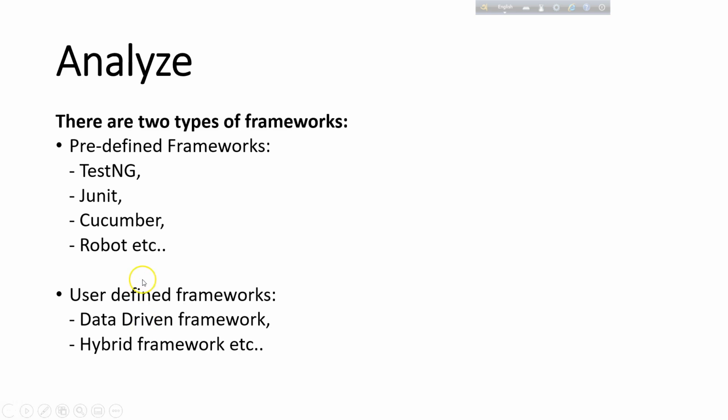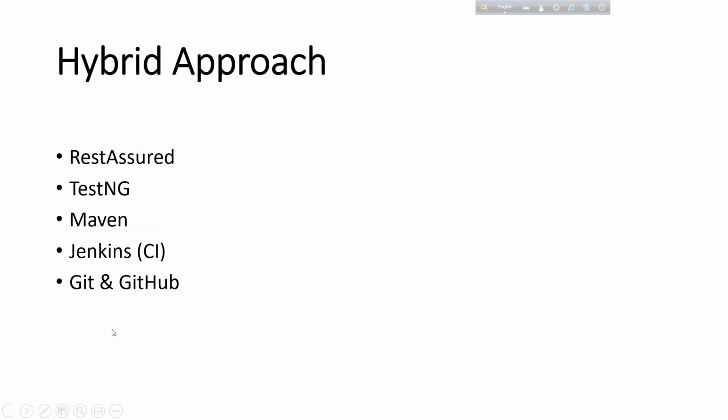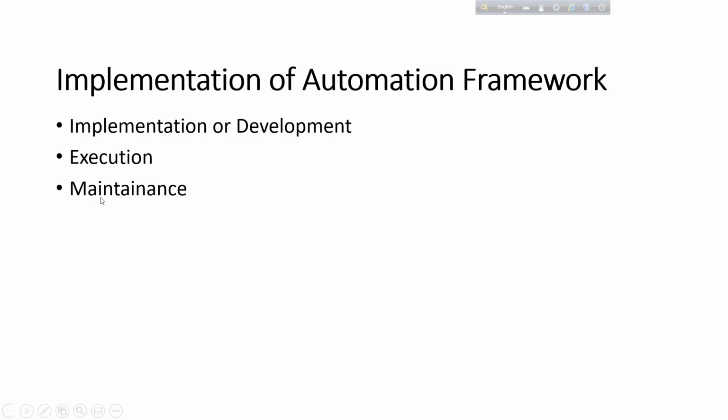Hybrid approach: REST Assured, TestNG, Maven, Jenkins, GitHub, we will work on it. This is hybrid because it's a combination of REST Assured and TestNG. Implementation of automation framework: implementation or development, then execution and maintenance. These 3 are very important.